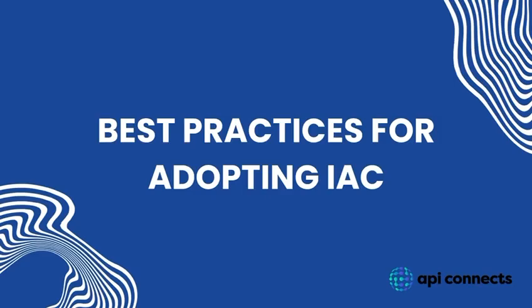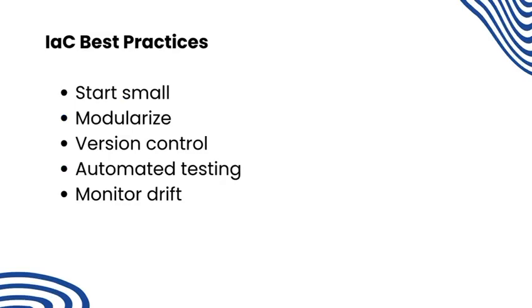If you are ready to get started, keep these best practices in mind. Start small. Begin with non-critical environments. Modularize. Break configs into reusable templates. Use version control religiously. Validate with automated tests. Monitor drift by detecting when reality doesn't match code. You can treat your infrastructure like application code, test it, review it, secure it.